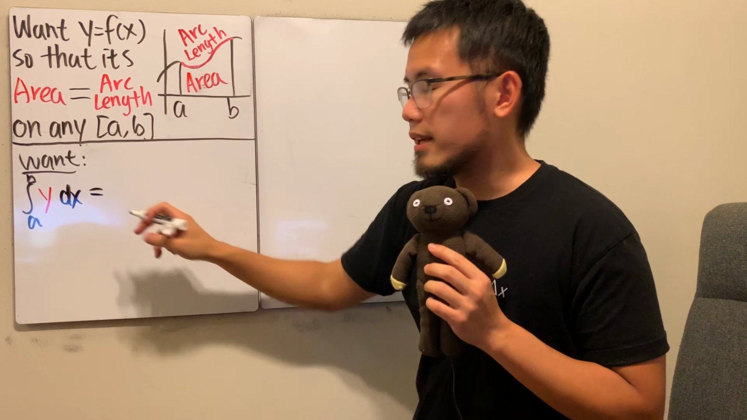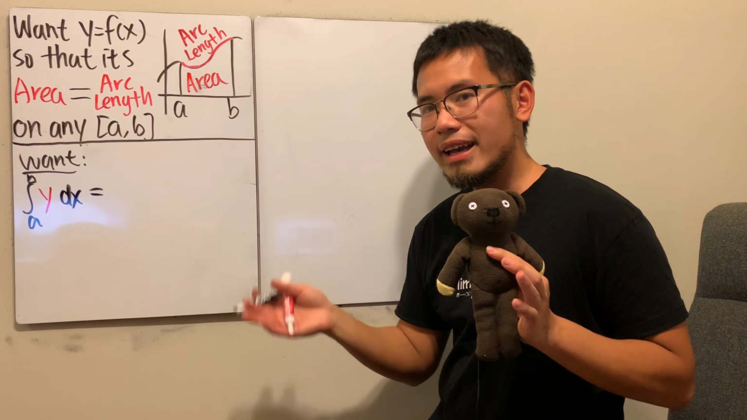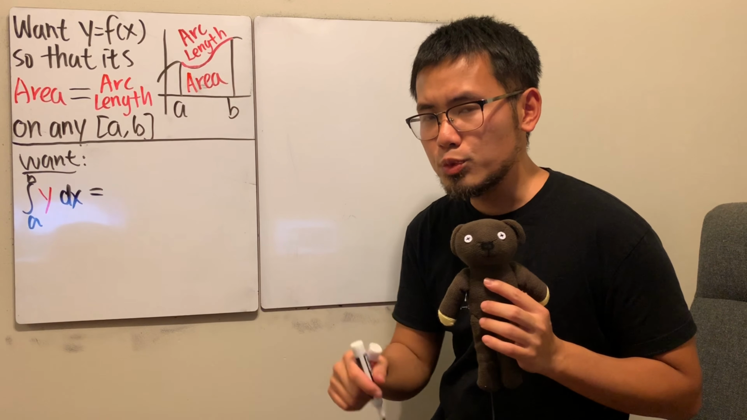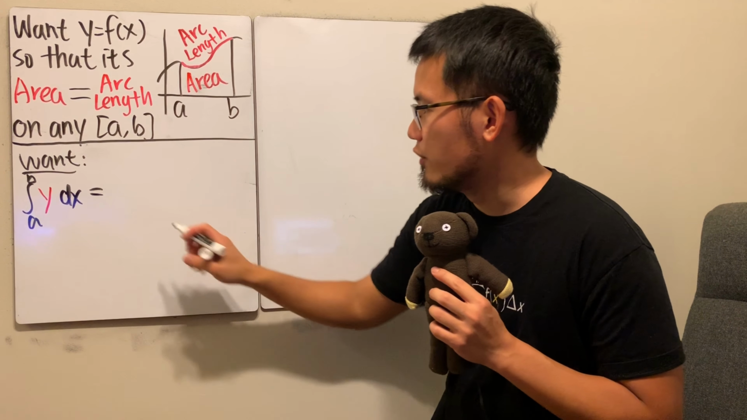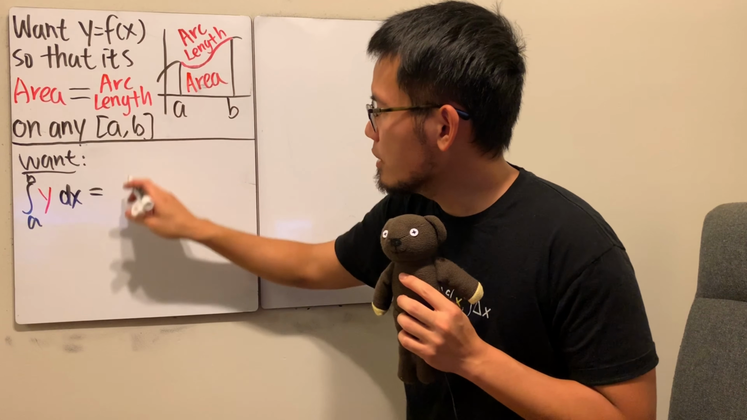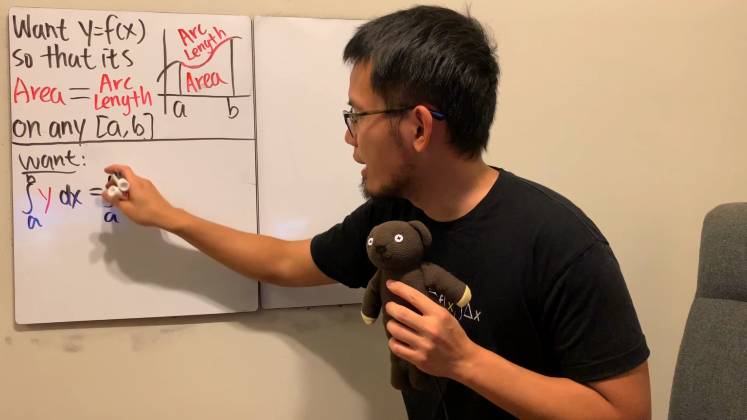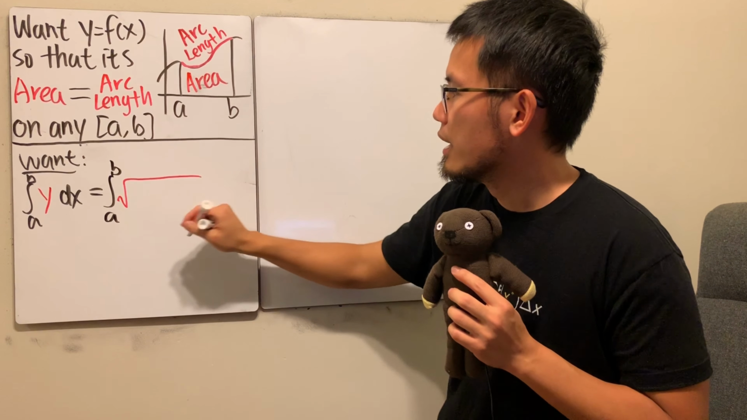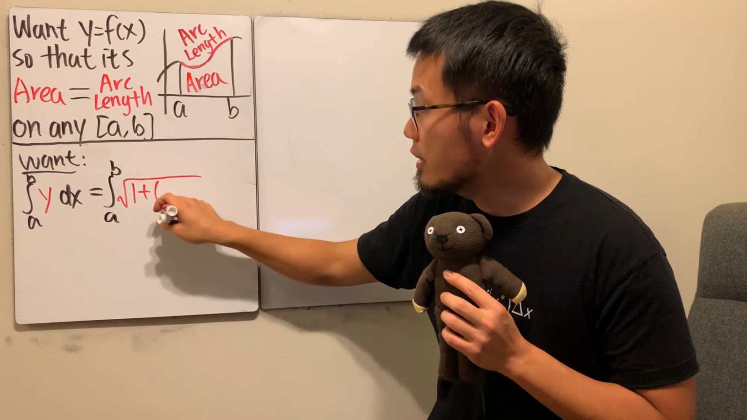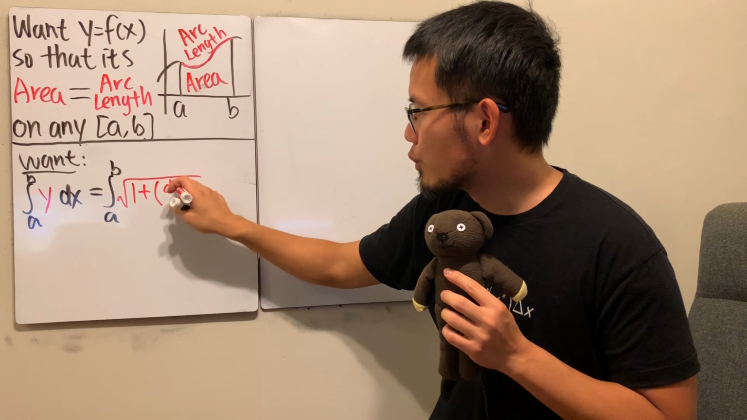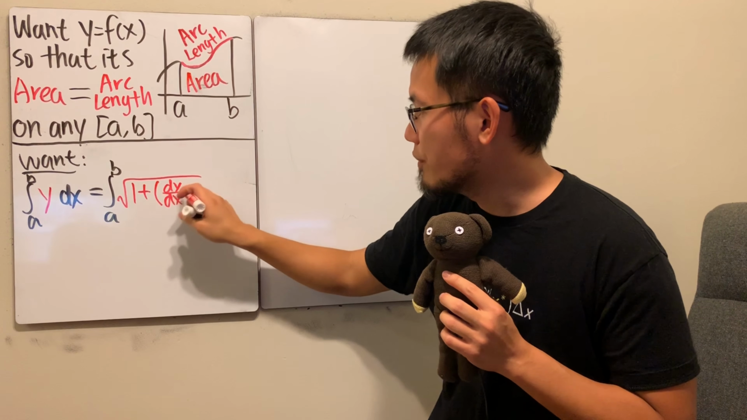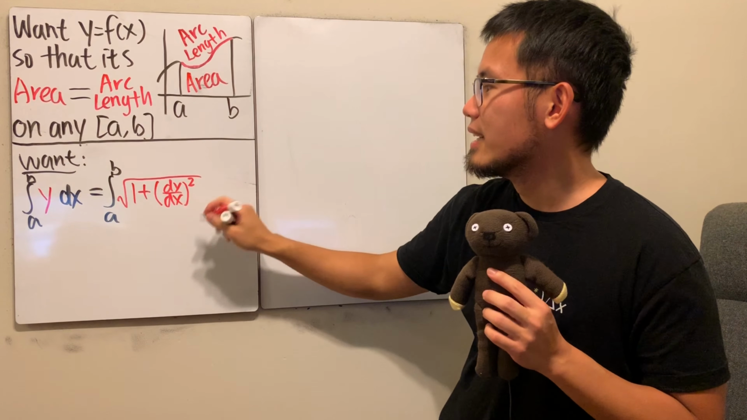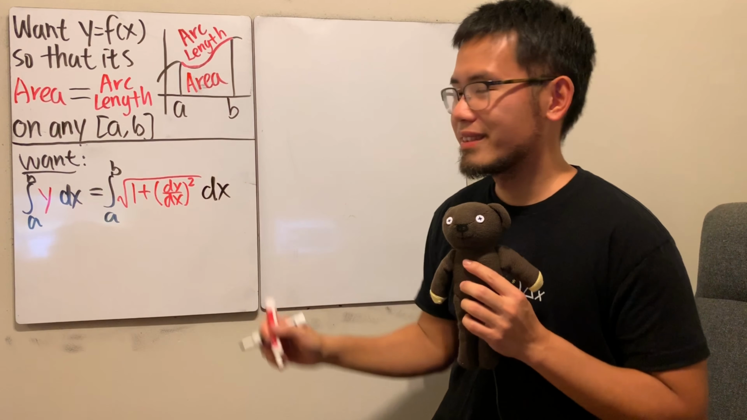Alright, and for the arc length, of course we also have that formula, and I have the video already in the description for your convenience. Go check it out if you would like. But the formula for the arc length is the integral going from a to b, and we will have the square root, and then we will have 1 plus parentheses with dy dx right here, namely the derivative, and then you square that, and then we have the dx.